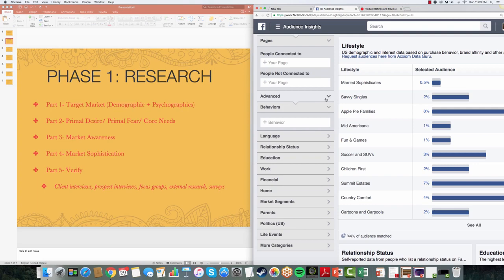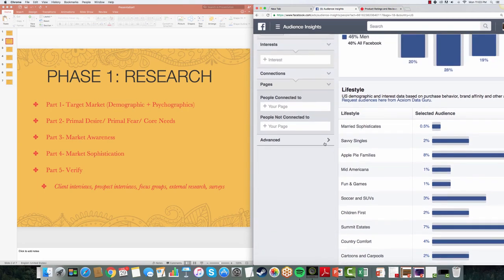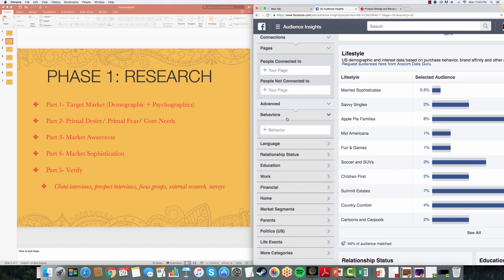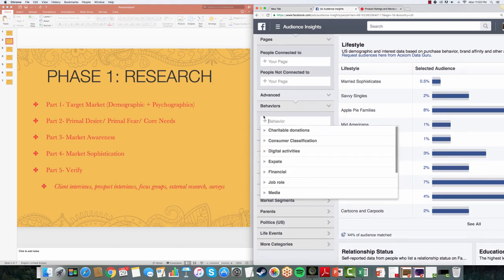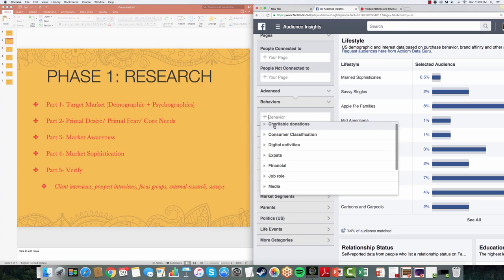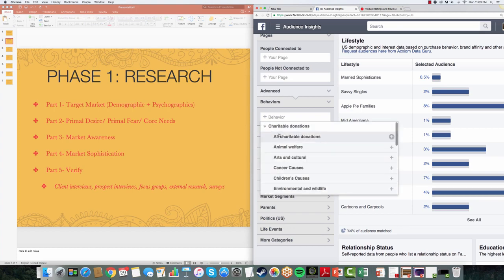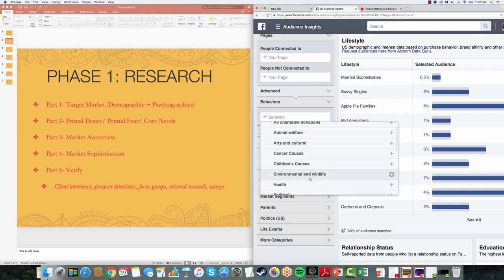Now let's go down here. When you first get here, you're just going to see this advanced tab. Click on the advanced tab, go down to behaviors, click on behavior, and start looking at some of the behaviors you can click on. Charitable donations. Are those buyers? Absolutely. All charitable, animal welfare, arts and culture, cancer causes, children's causes, environmental and wildlife, health, political, religious, veterans, world relief. If you want to sell financial advice, like Stansberry Research, why not target political behavior? Charitable donations to political parties, specifically Republicans, if you can target them, which I believe you can.